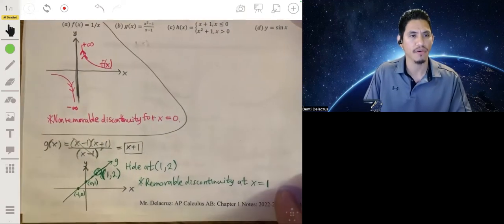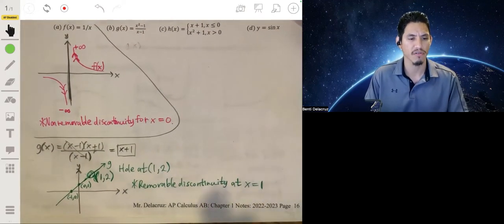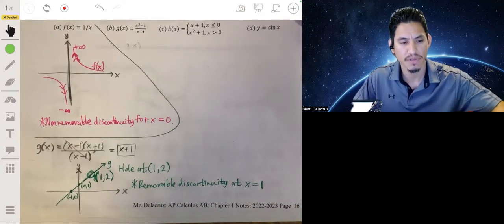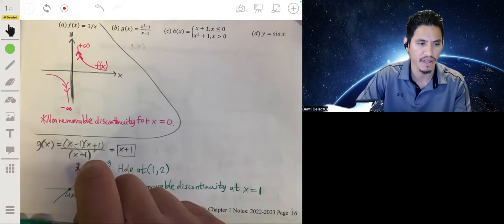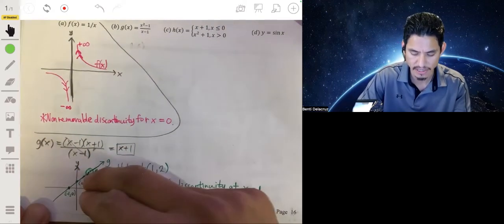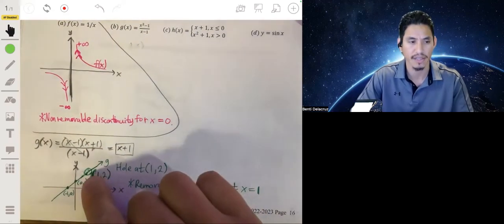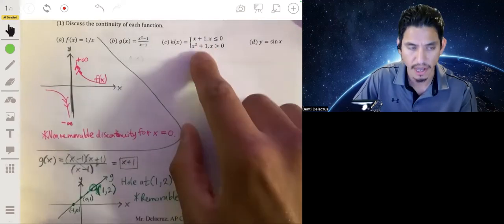Now, when you have the graph of these, it seems a little more intuitive to understand when you have a removable or non-removable discontinuity, because when you have a hole, you kind of just fill it back in, as long as the graph only has that hole. The limit exists at that point.